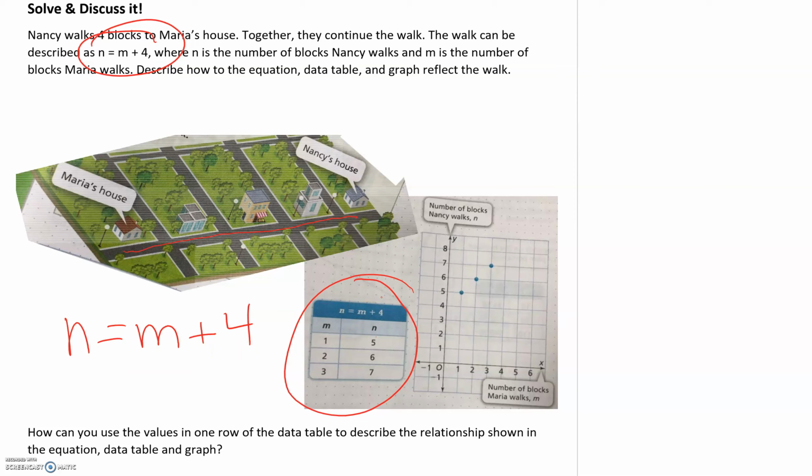The graph says the same thing that the table does. Over here we have the number of blocks Maria walked, m. So when she walks 1, Nancy is walking 5, and it goes up that way. This makes this the independent variable, while this side is the dependent variable. Maria's independent and Nancy's dependent. It depends on how many blocks Maria walks or how many total blocks Nancy is going to walk.